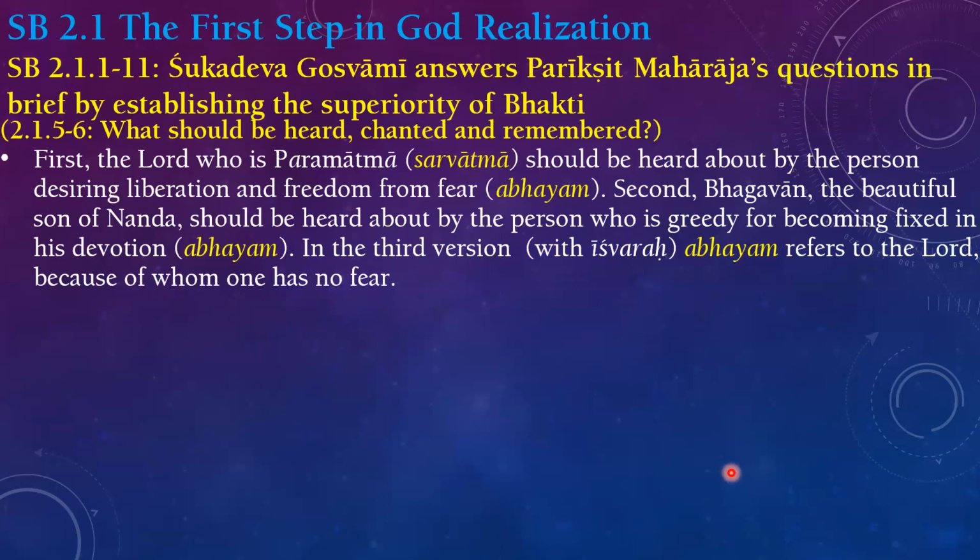Ananyas chintayanto mam ye janah paryupasate. They will worship me completely. Paryupasate means completely in all respects. Ananyas, without any other desire. Then what desire do they have? Nitya Yukta. They have only one desire, to become one of the eternal associates of the Supreme Personality of Godhead. Then Ananyas chintayanto mam ye janah paryupasate tesham nityabhiyuktanam yogakshemam vahamyaham.